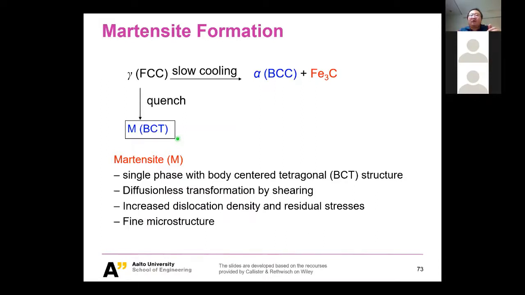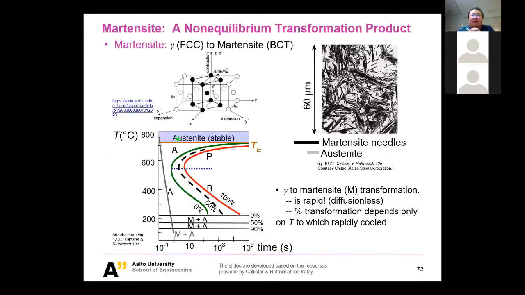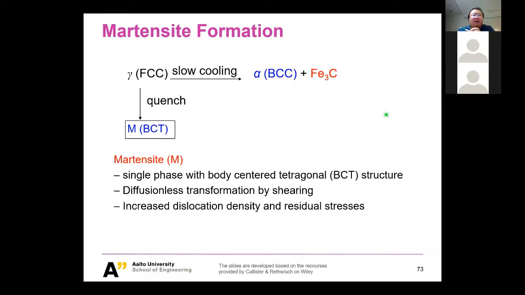And due to this increased cooling and this whole process, you will also have very fine microstructure. I think you probably noticed in the previous slides. So this is how your Martensite will look like. They're very fine and they're needle-like. So they look like a needle. So it's very small microstructure. That's why you have very fine microstructure.